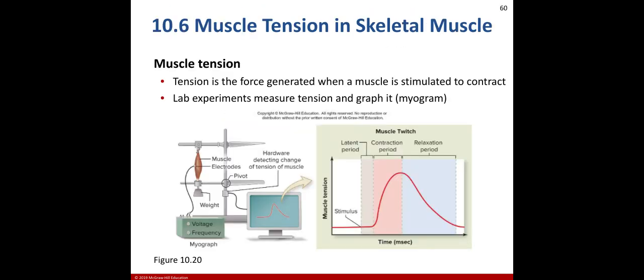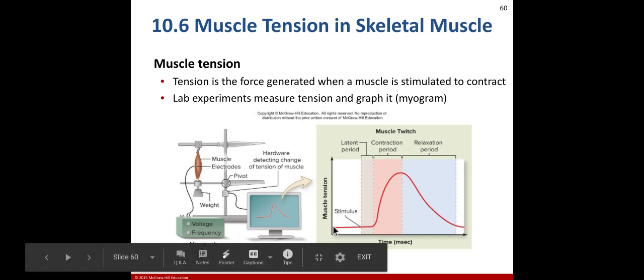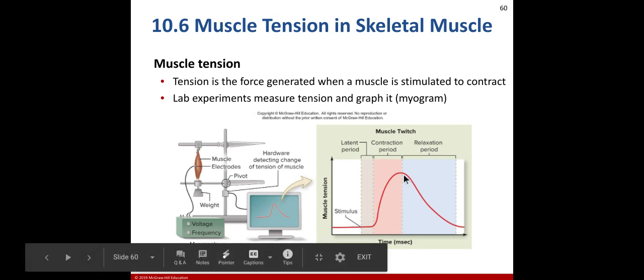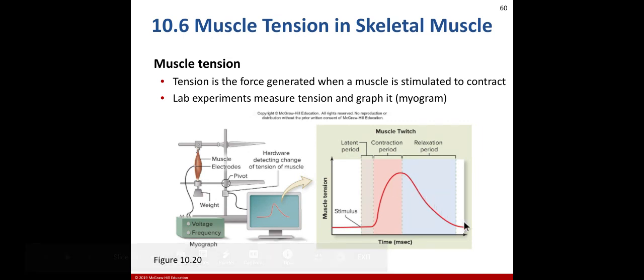So in a lab, there have been many studies on muscle tension. And tension is just the force that's generated when the muscle is stimulated to contract. They will map it out on what we call a myogram, where there's really no tension. The stimulus is elicited. You have this latent period where we are releasing those different chemicals in order to contract. You've got your contraction, and then there is this relaxation period before we could send a stimulus again.